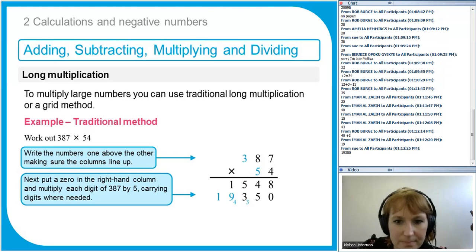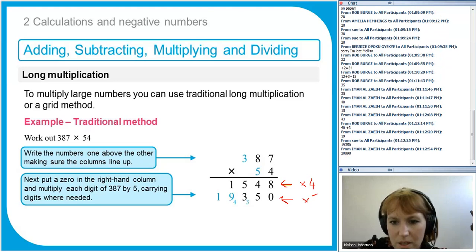So this bit is, oh, yellow's a terrible colour there. So this number here is 4 times the number, just to remind us of what we're doing. This bit here is 50 times the number at the top. And so to get the whole thing, we need to add these both together.